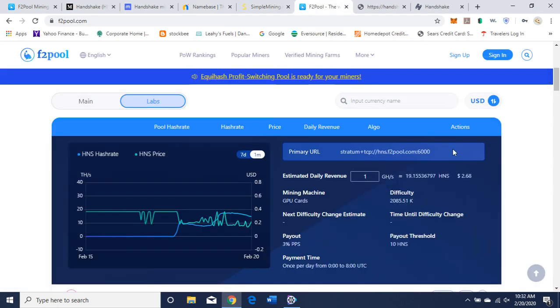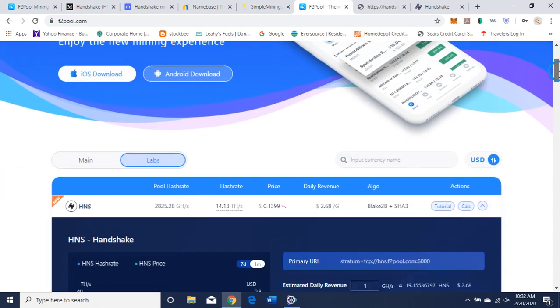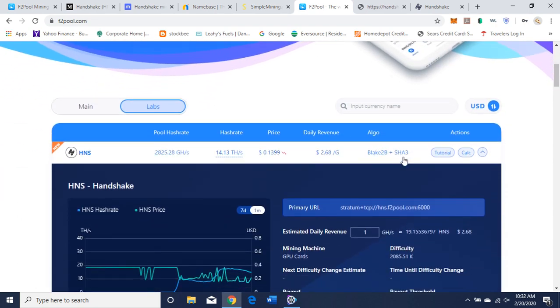And here's F2 pool. Again, the mining pool address, the port 6000. They have a little calculator here. And the algorithm is Blake2B plus SHA. Here's a tutorial here.